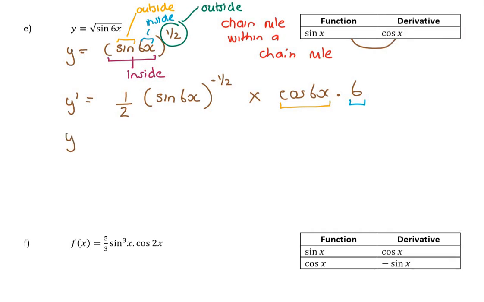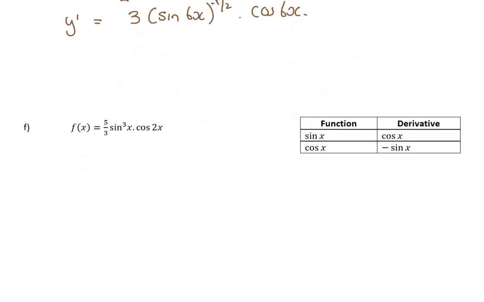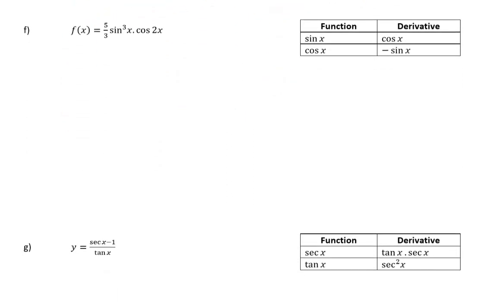So I can neaten this up a bit. A half times 6 is 3, so this is 3 sine. You could take this to the bottom and make it positive, we really don't care. And then cos 6x. Great. Right, on to the next question, F.